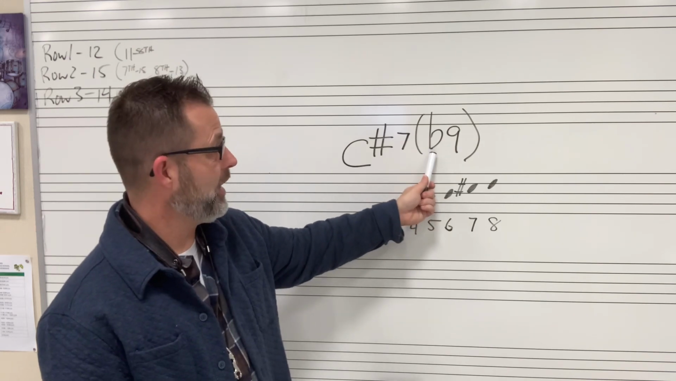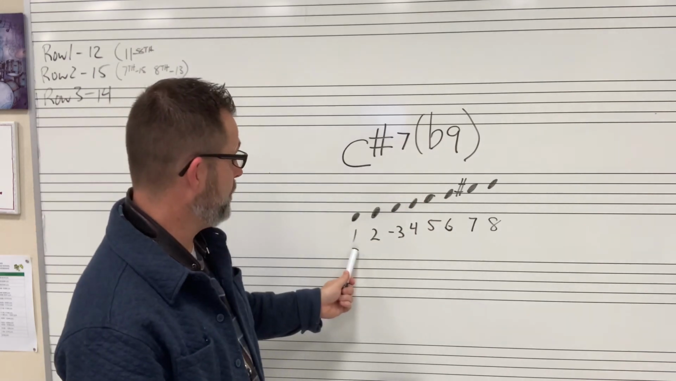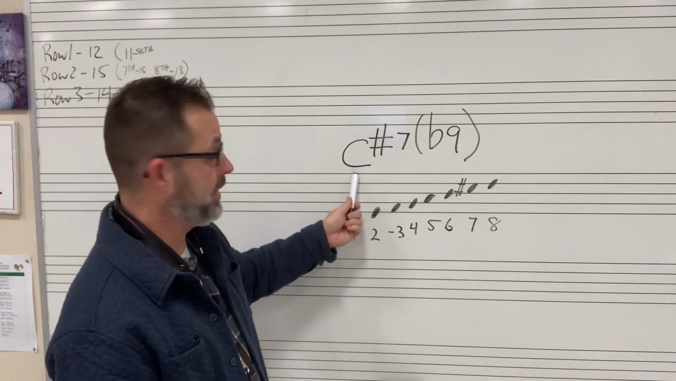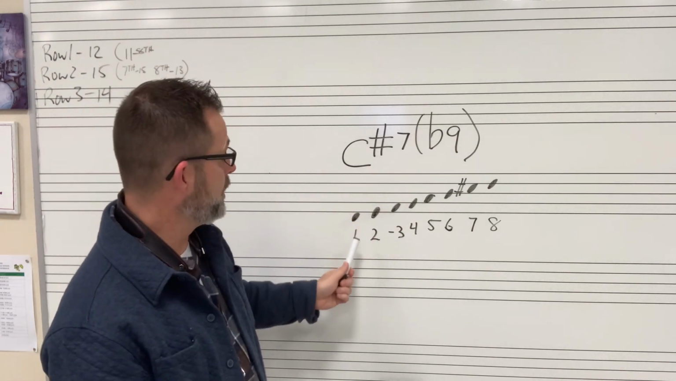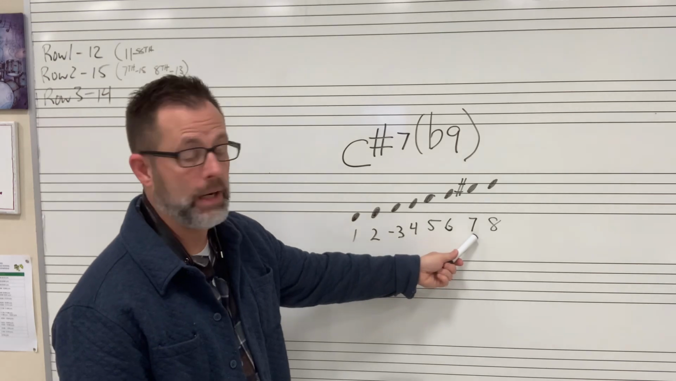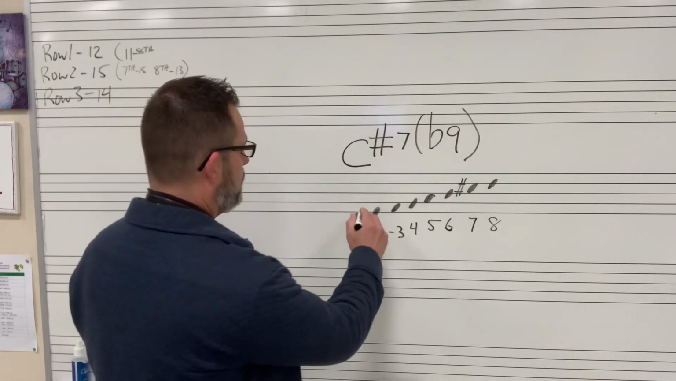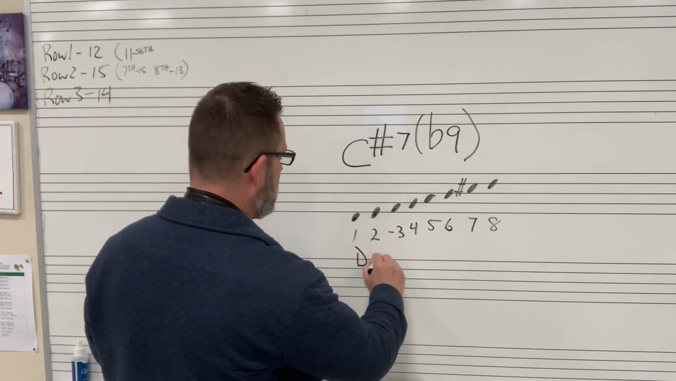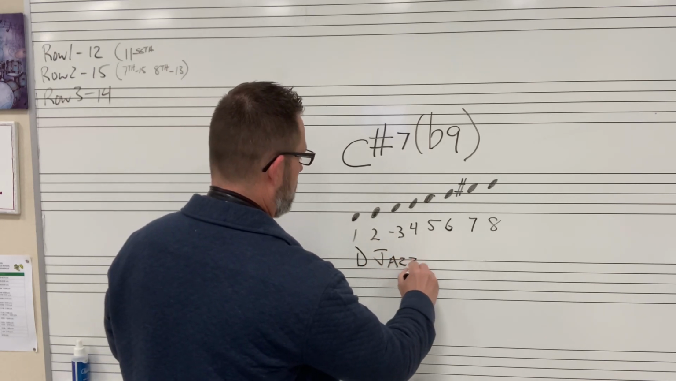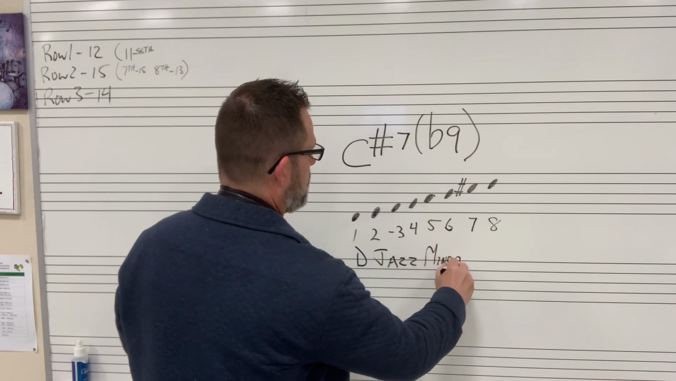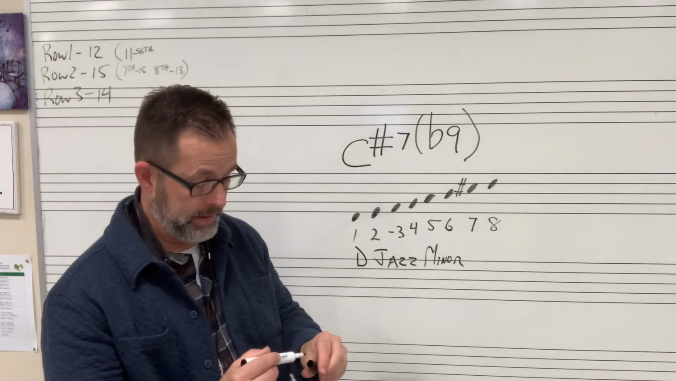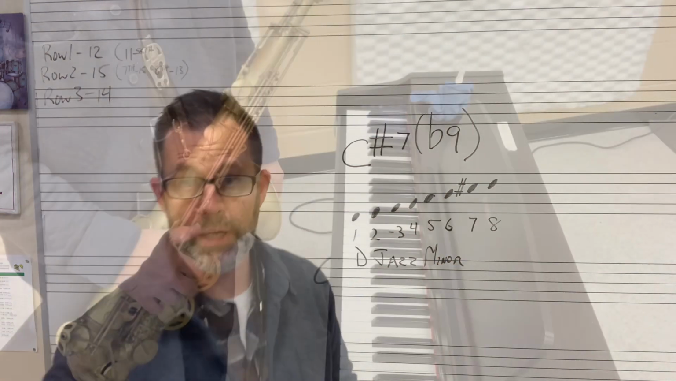When it has a flat 9, you go to the flat 9 and play, or up a half step from the root, whichever one you want to think, but you go to the flat 9 and play that jazz minor. So over a C sharp 7 flat 9, I would play a D jazz minor, because D is the flat 9 in a C sharp 7.